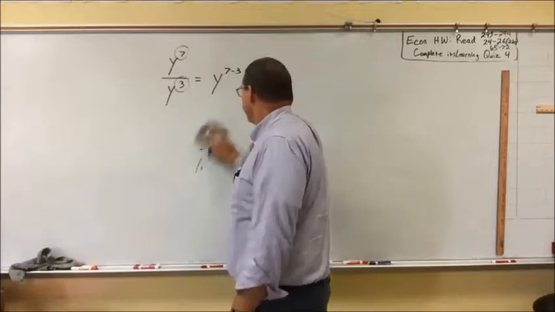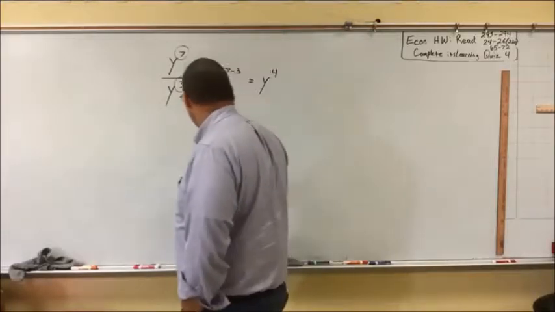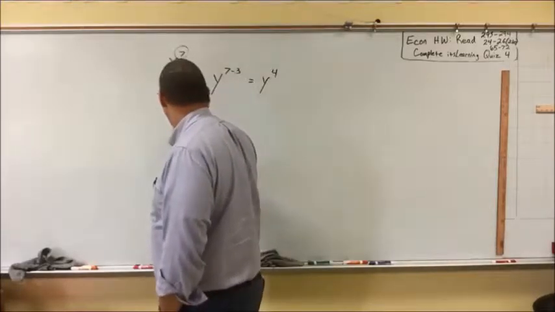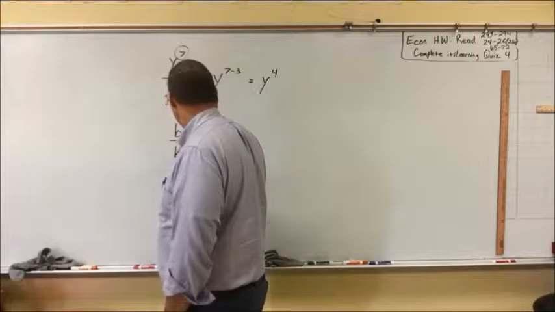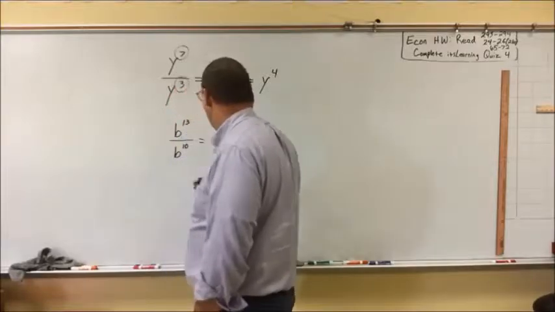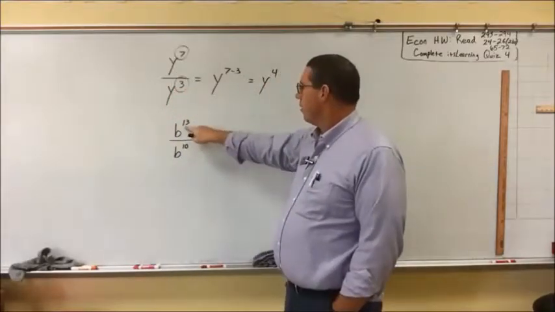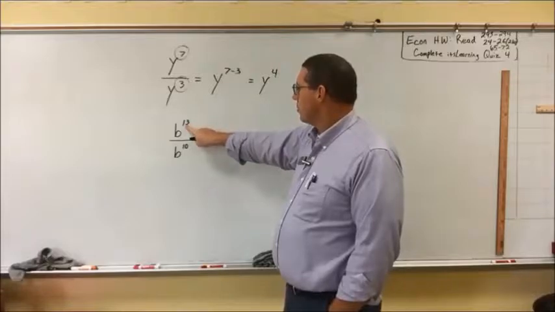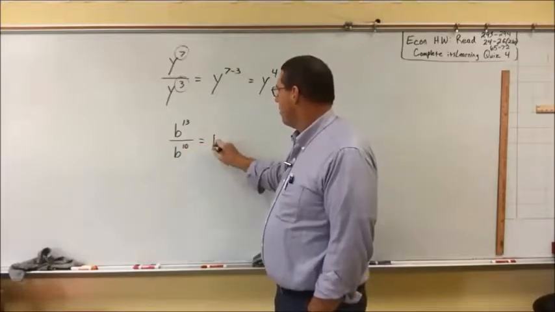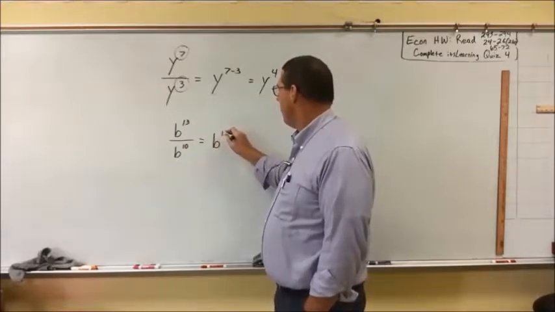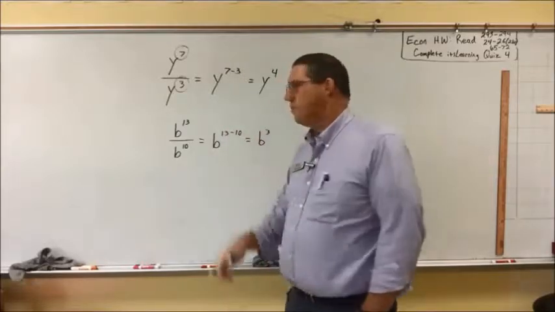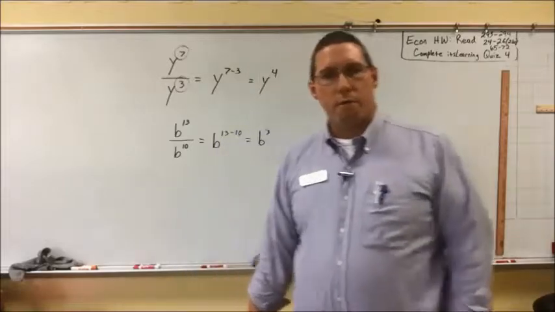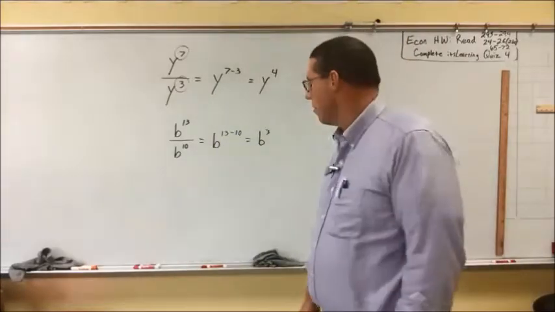So now, let's say that we have b to the 13th power over b to the 10th power. Well, what we would do is the numerator exponent is 13, the denominator exponent is 10, so this would be the same thing as b to the power of 13 minus 10, which would give us b to the 3rd power. That is our third rule of exponents.